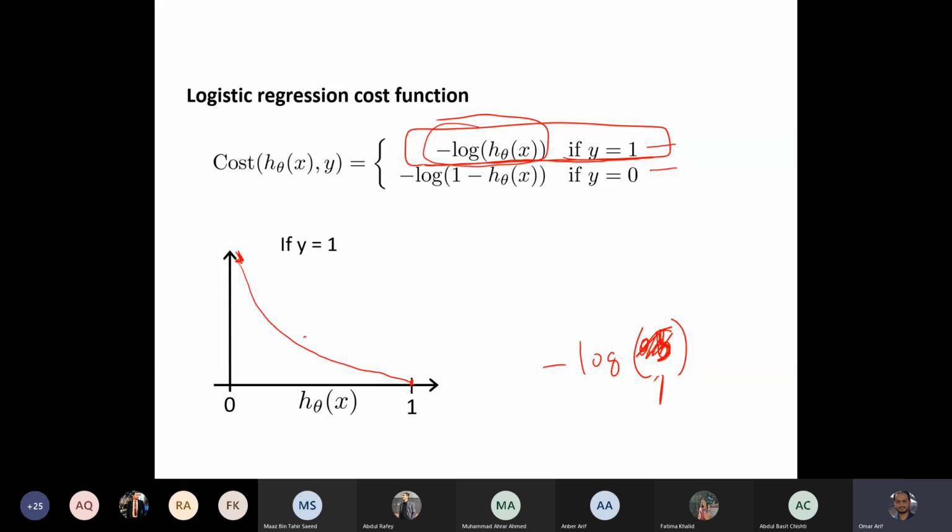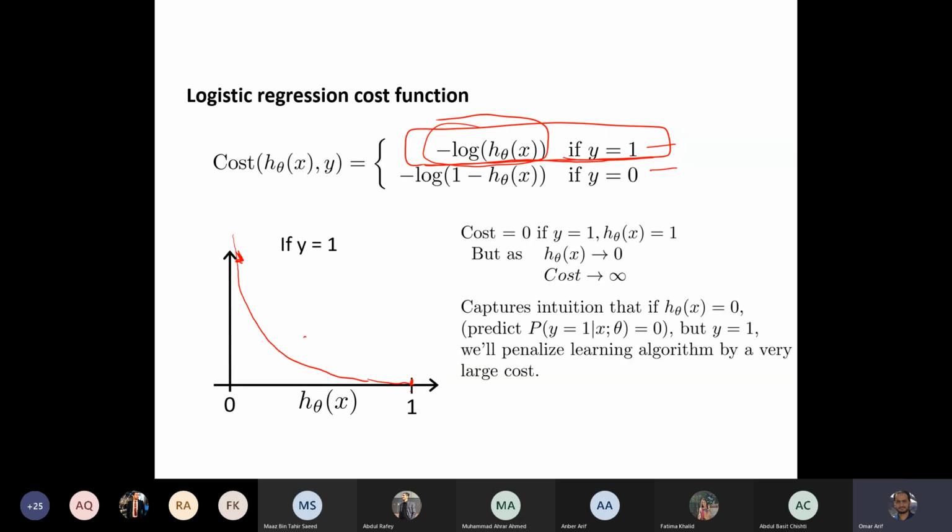If y is 1 and you are predicting 0, then it should be the maximum error that you can have. And as you increase the probability or the prediction from 0 towards 1, it should decrease, and eventually at 1 it should be exactly 0. So this is the plot of the first part, and this is what we want also. So this is the shape for this case.